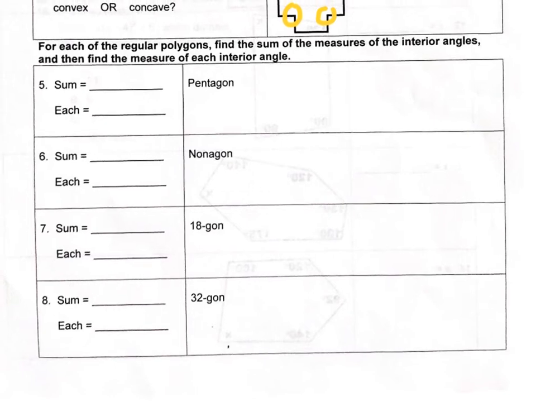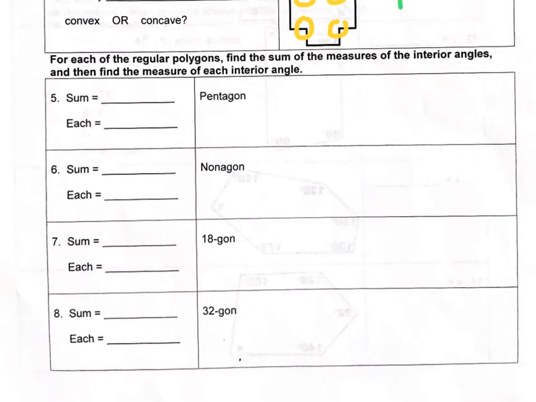And down here, it says find each of the regular polygons, find the sum of the measures of the interior angles, and then find the measure of each interior angle. Okay, to find the sum of the interior angle, all you have to do is use the formula. Now, I gave you the formula, and so the first thing we have to do is we know that a pentagon is 5 sides. We know a nonagon is 9 sides, right? And then 18 sides and 32 sides.